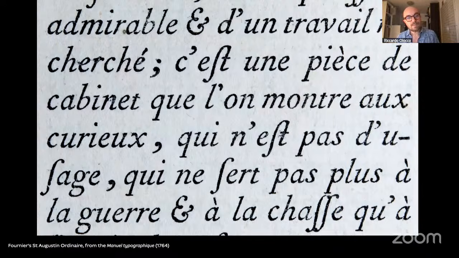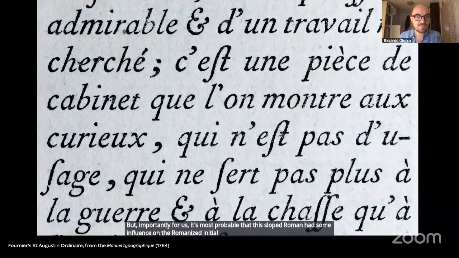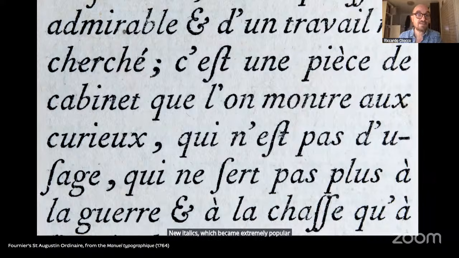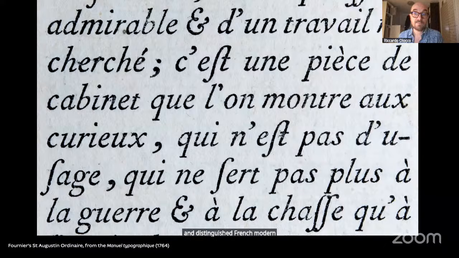But importantly for us, it's most probable that this sloped Roman had some influence on the Romanized initial strokes of the lowercase letters in Fournier's New Italics, which became extremely popular in the 1700s. I'm referring to the Roman serif that is found on the top of i, m, n, and similar letters. They became a standard feature throughout the types made for Didot and Lenet, and distinguished French modern Italic types from those of the English school, which have a kind of hook instead of that serif, as was the tradition in italics.